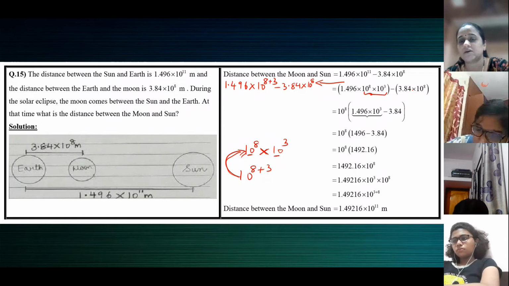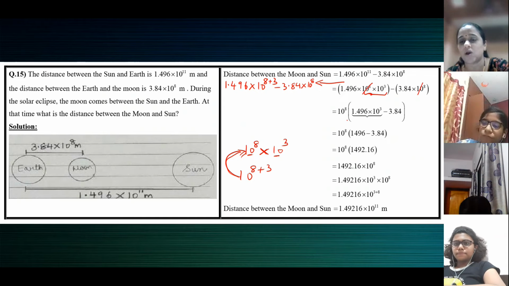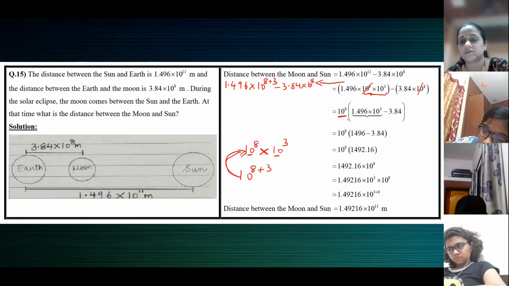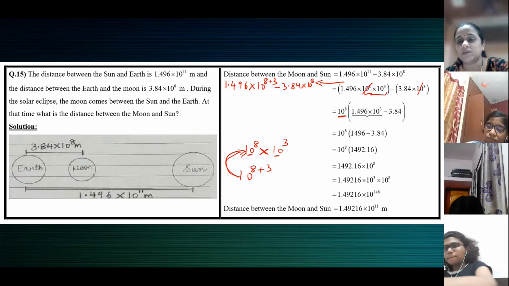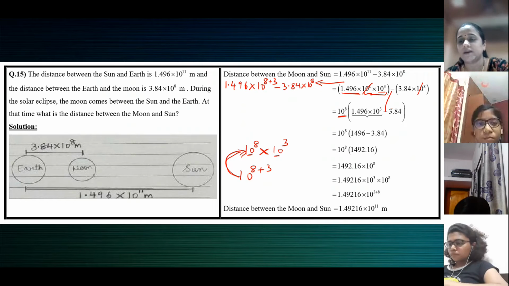Now what's common? 10 power 8 is common. Don't cancel it out, I'm just showing you 10 power 8 is common. So you bring it out. 10 power 8 into the remaining terms in the first bracket, 1.496 into 10 to the power 3, minus 3.84.